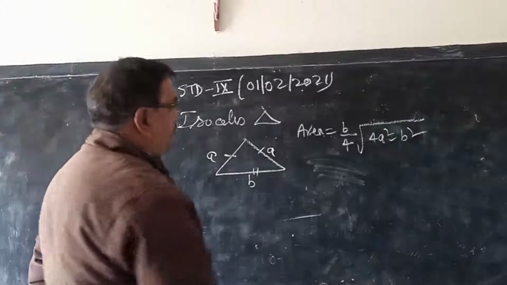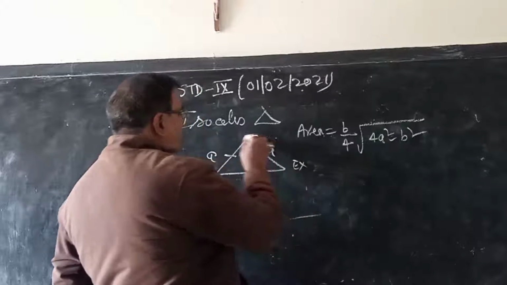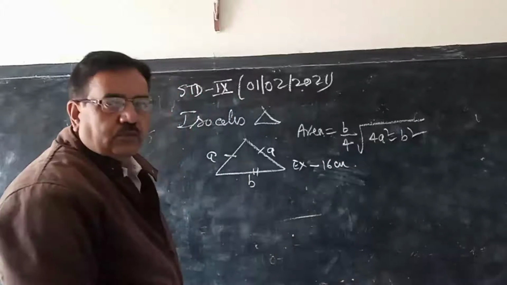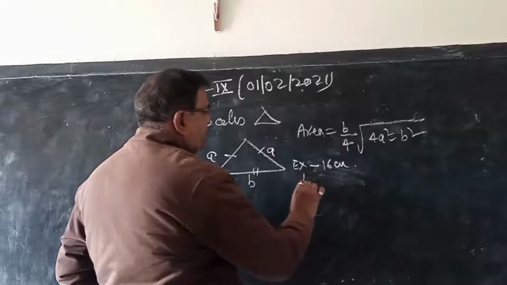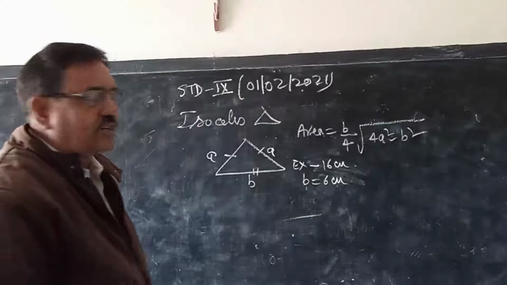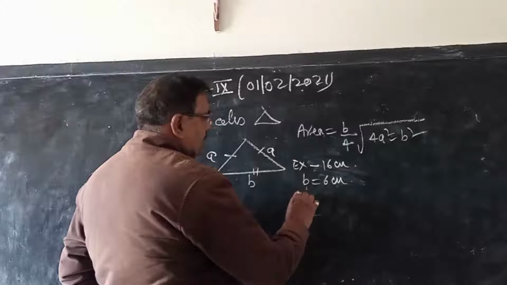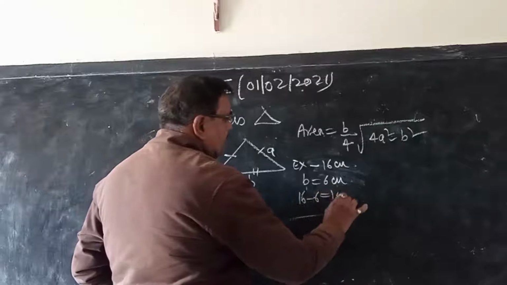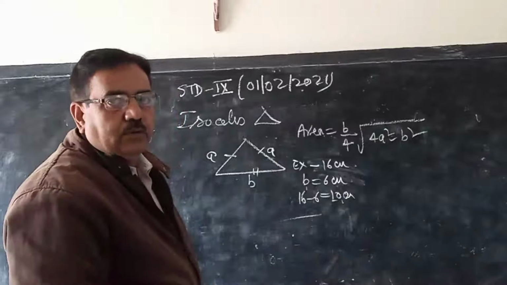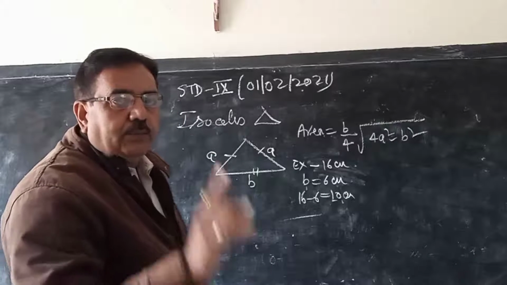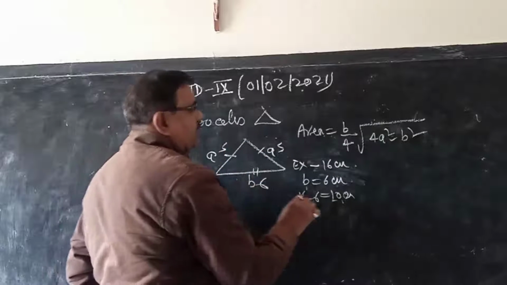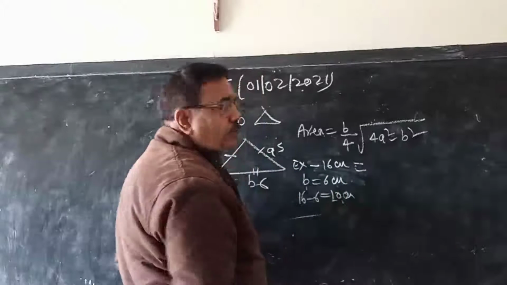Now suppose one example question. The perimeter of the isosceles triangle is given as 16 centimeter, and the unequal side B is given as 6 centimeter. Then find the area of the isosceles triangle. So how to find it? 16 minus 6 is equal to 10 centimeter. This is the sum of the two equal sides. So what is the value of one equal side? That is 5. This is 5 and this is 6. Now put in the formula to find the area.